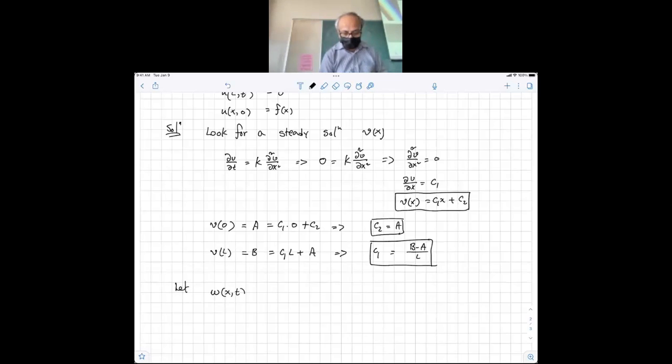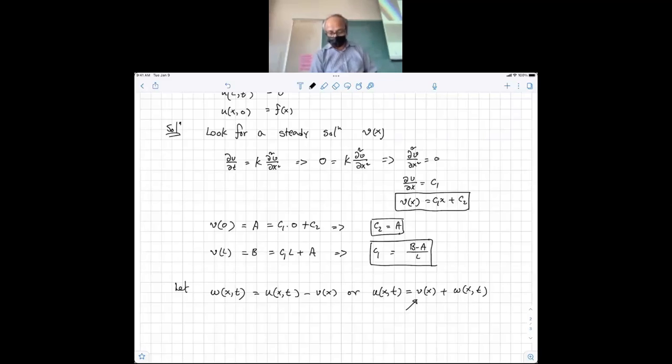Okay. So define a new variable w of x,t, which is the difference between u, or you can say I have a solution u of x,t which equals v of x plus, so we'll call this part v of x a steady part, and then we will have another time dependent part. Often we call it a transient part, a steady part and a transient part.